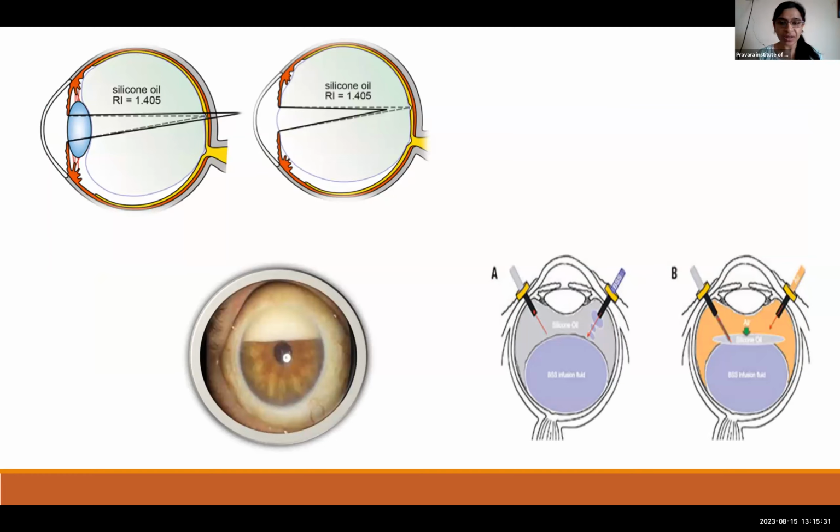Silicone oil removal should be considered after 3 to 6 weeks. Otherwise, it may lead to complications like cataract, glaucoma, or corneal decompensation. The removal should be followed by BSS or air-fluid exchange, or it may lead to retinal detachment. If silicone oil undergoes emulsification, it may also cause inverse hypopyon.